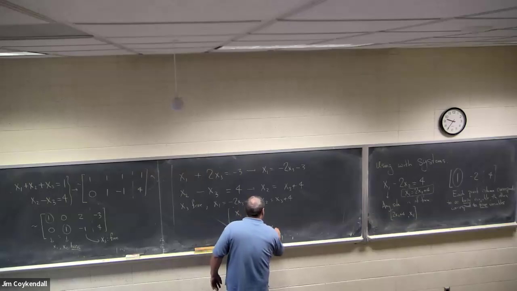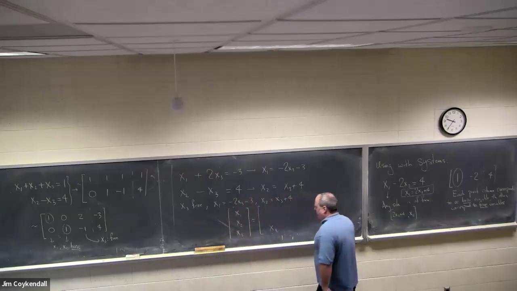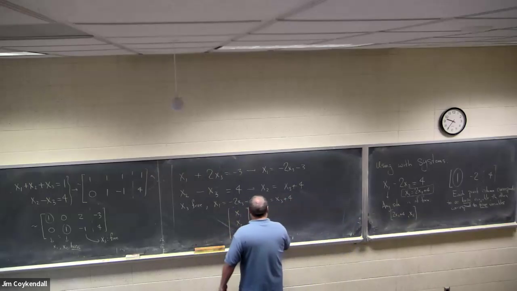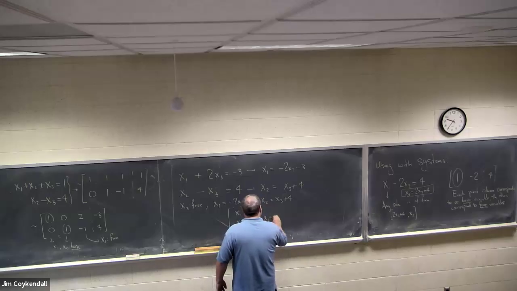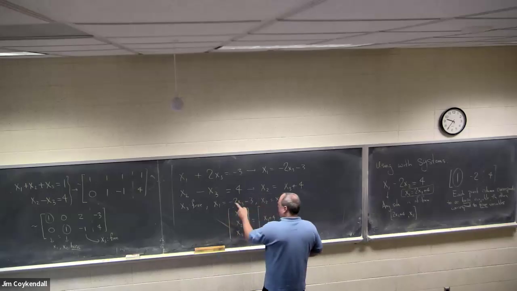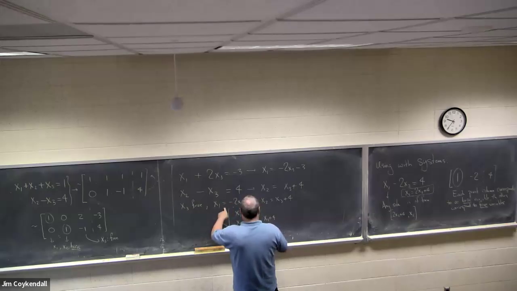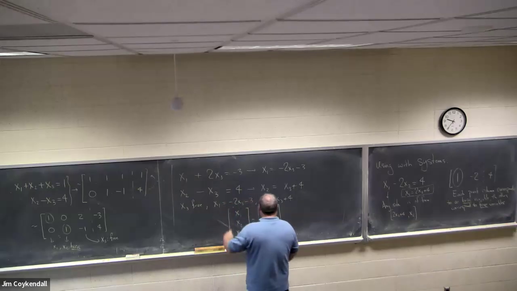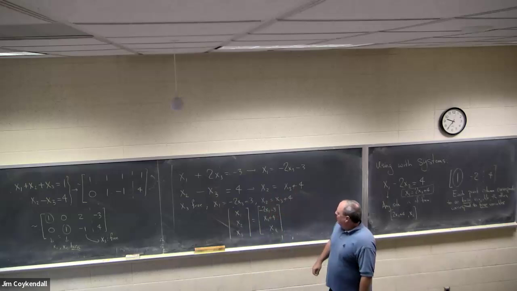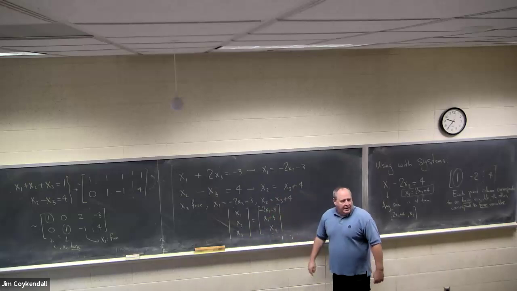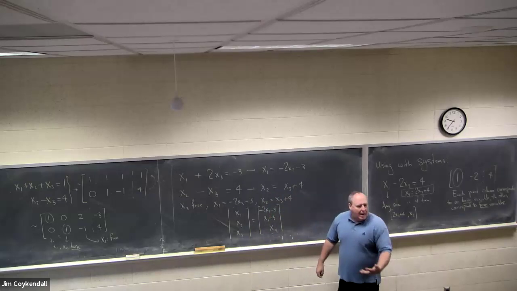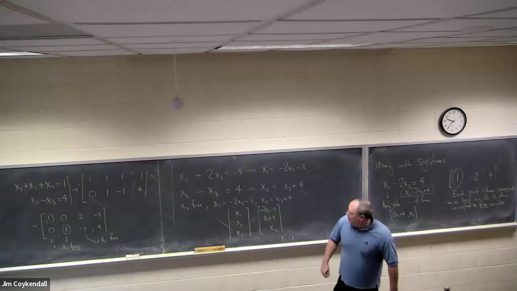Well, x3 is free, so it just is what it is. This is x3 plus 4. And this is whatever x1 was. Where are you, x1? There, -2x3 minus 3. So you can use this formula here to churn out every possible solution, right?